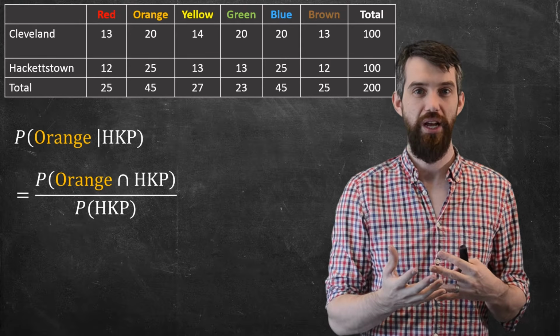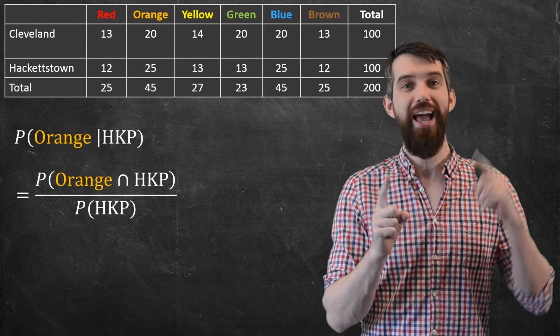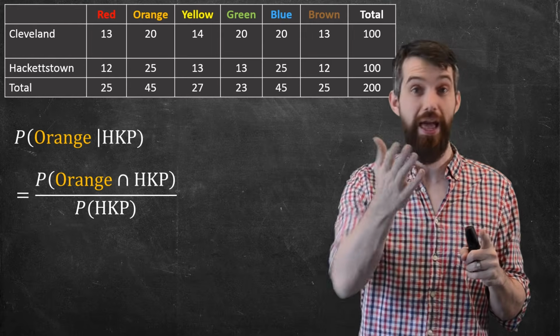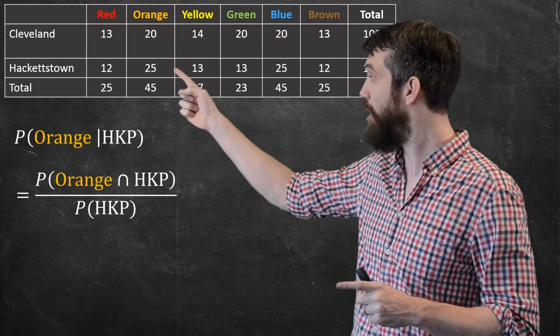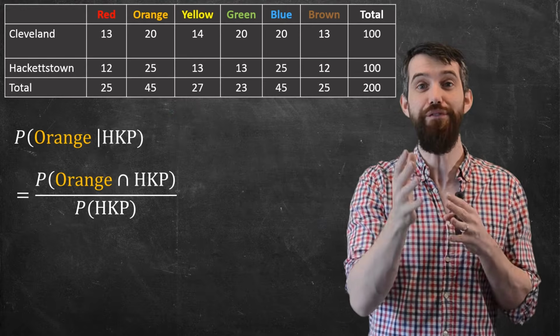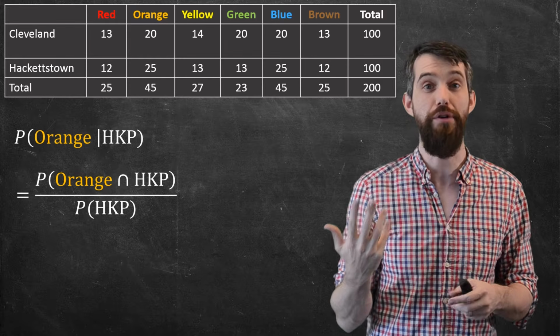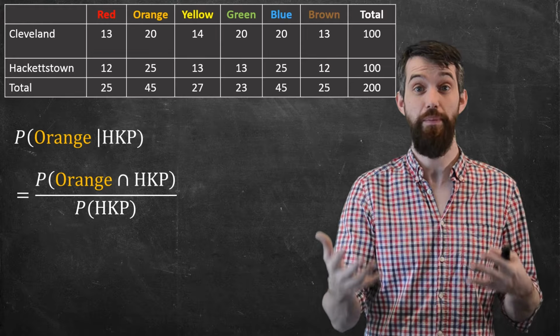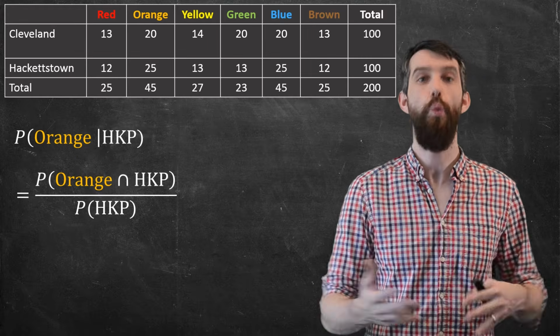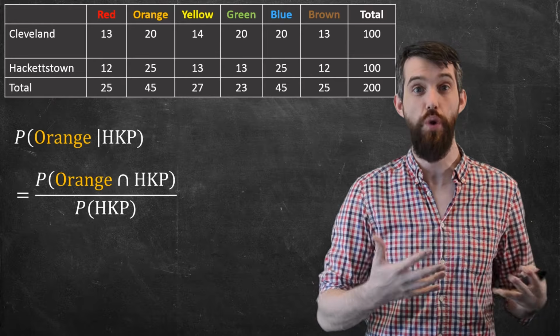So in this case, the probability that it's orange and that it's HKP, from the Hackettstown plant, is, well, there's 25. It's this cell right up here. There are 25 of those M&Ms out of 200 in total. And then for the probability that it comes from the Hackettstown plant, the P of HKP, well, there are 100 M&Ms from that plant out of 200 total.